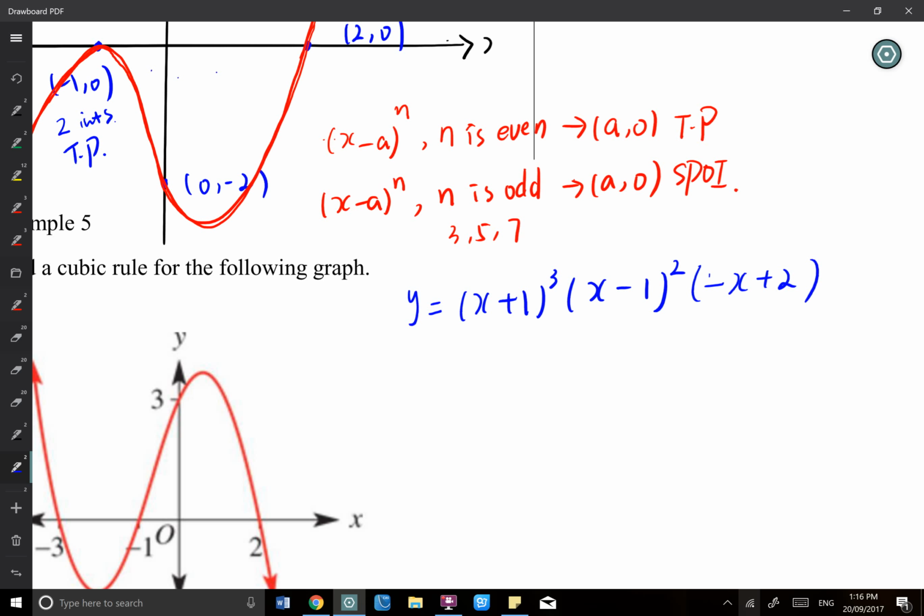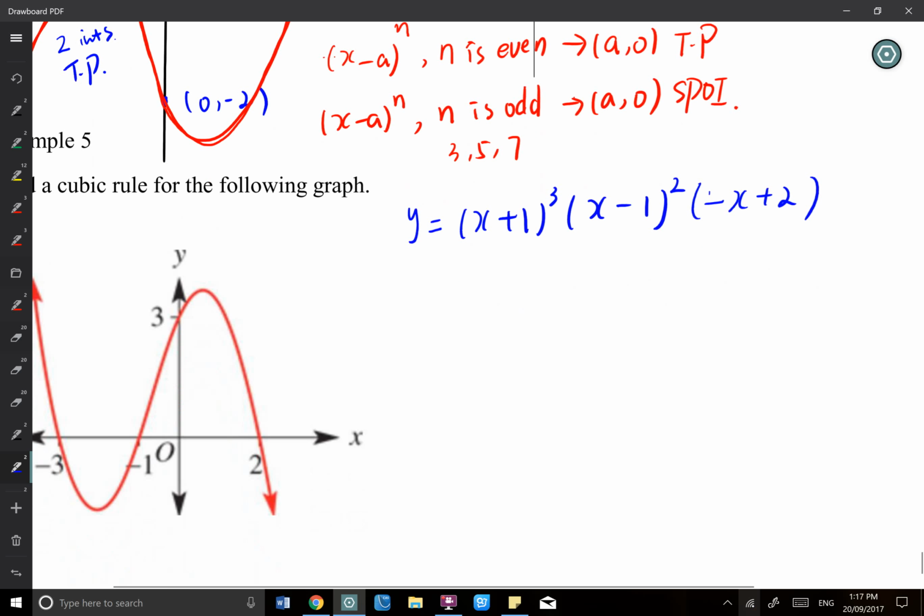Have a think: the leading term should have a negative value. Do you agree with that? The leading term has a negative x, because you have positive x to the power of 3, x to the power of 2, and a negative x there. So your highest term will be negative x to the power of 6. The highest term is negative x to the power of 6, so the leading term is negative.